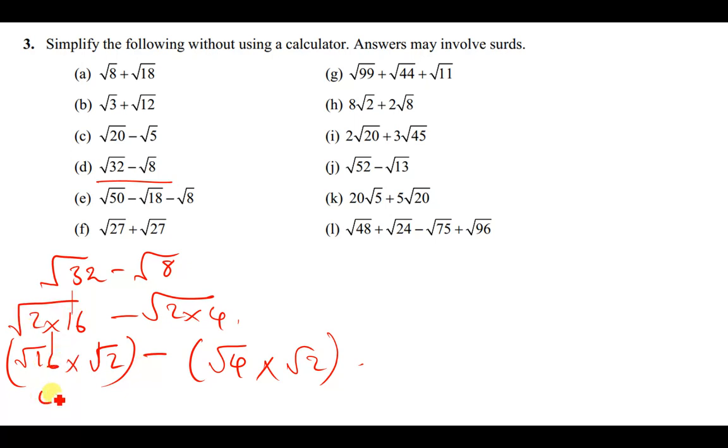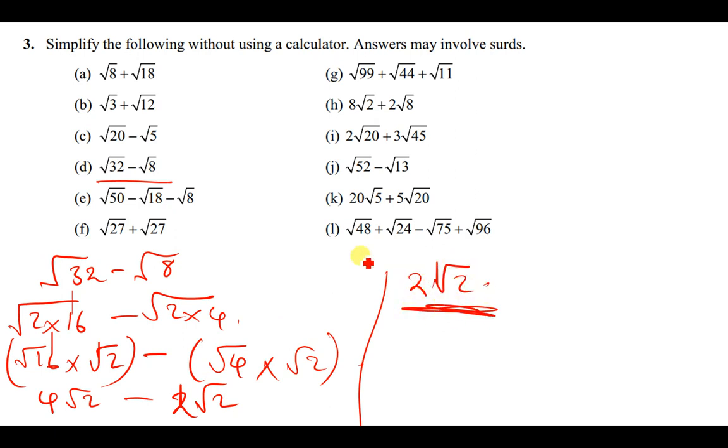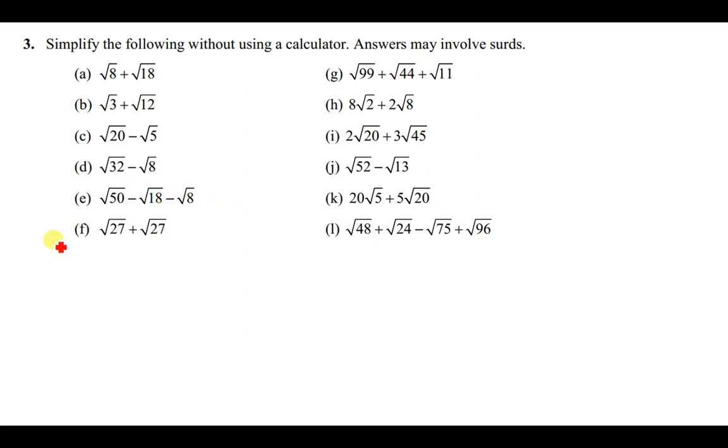So root 16, the answer is 4 root 2. Then we say minus the root of 4 is 2 root 2. So 4 minus 2, the answer is 2 root 2 then. We move on to this one. So 50, 18 and 8. So 50, 18 and 8.